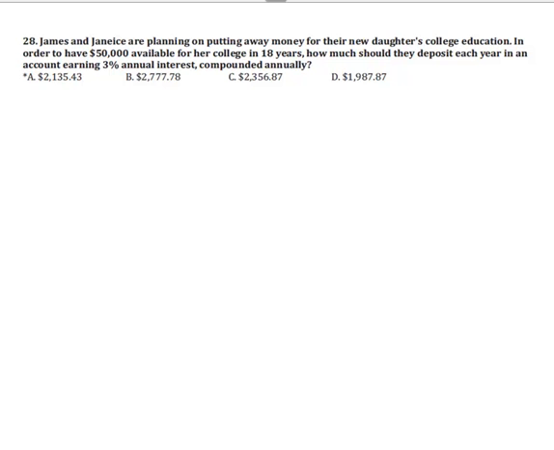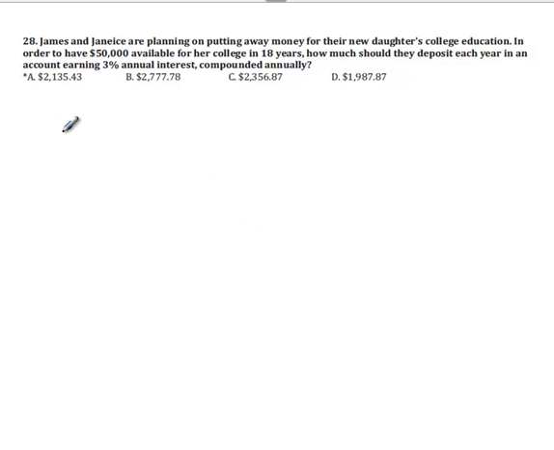Item number 28. James and Janice are planning on putting away money for their new daughter's college education. In order to have $50,000 available for her college in 18 years, how much should they deposit each year in an account earning 3% annual interest compounded annually?